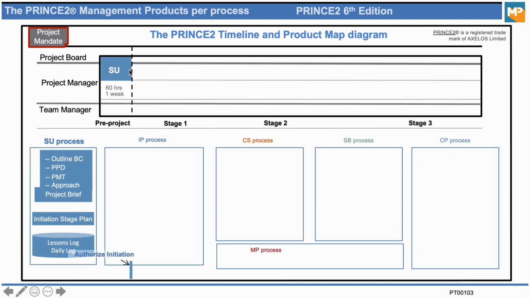Okay, so what will they do? Well, they will take a decision. If the project is good, they will take a decision, and we call that authorized initiation. So they will allow the initiation stage to start, or the planning stage to start. That's the first decision that the project board will actually take.